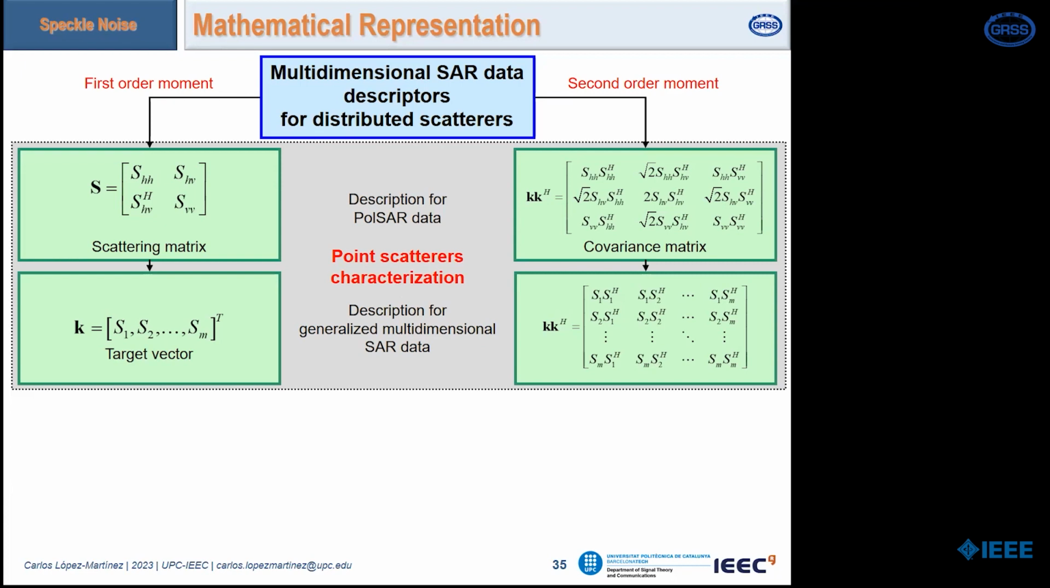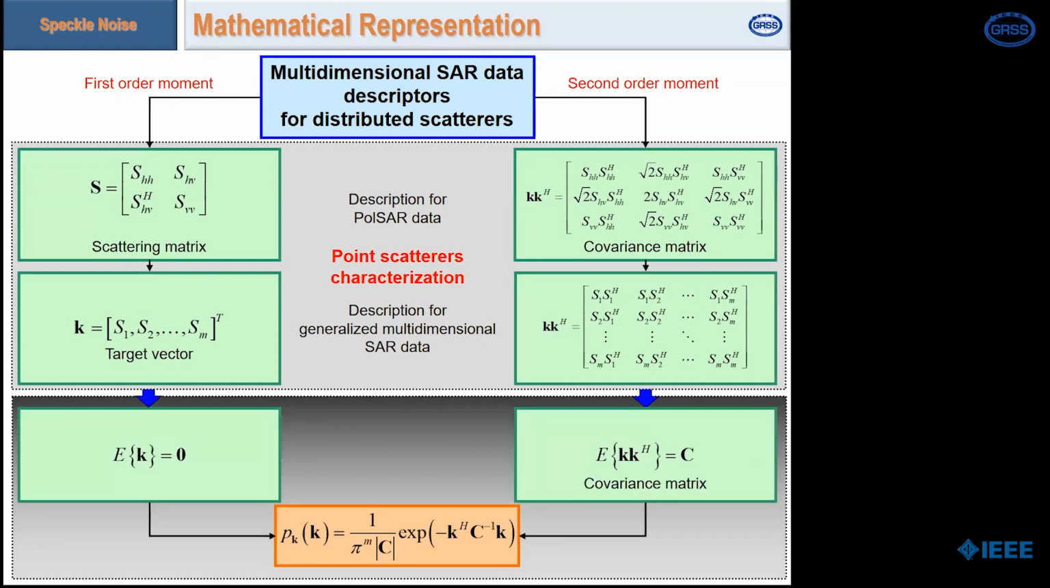Okay, so when I have a point target, when my wave is totally polarized, these descriptors are complete to describe the physics. I have no speckle in that case. They are not random. What happens when I have randomness? When I have randomness, the mean value is 0, so it gives no information, but the covariance matrix, which is in essence the second order moment of this K vector, is different from 0, and all the information is contained.